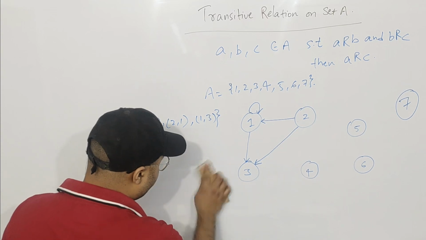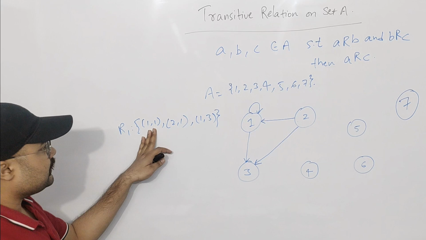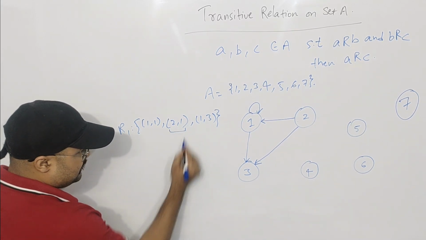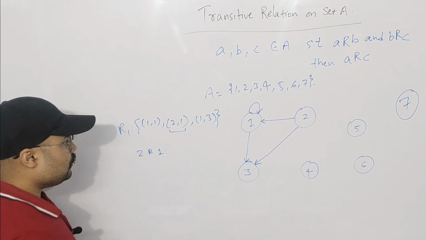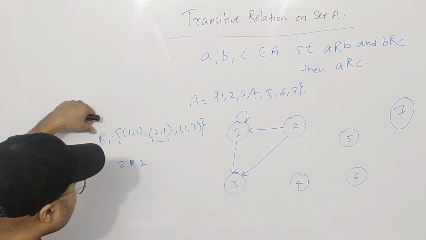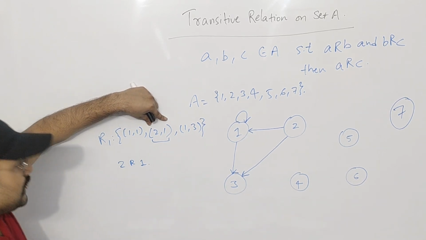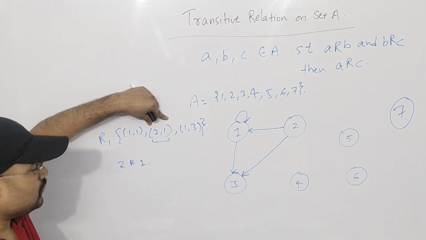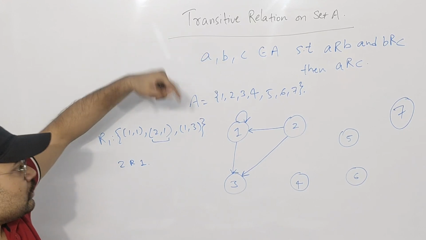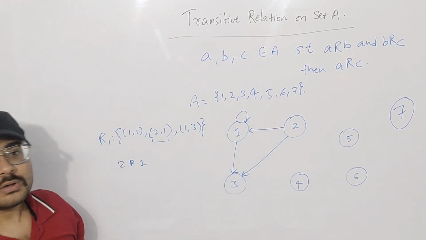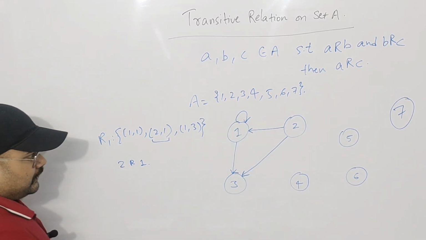What we have to see is this 1 comma 1. It is about the same element; 1 is related to itself. But the moment we have two distinct elements, 2 and 1, where 2 is related to 1, then when you are checking whether R1 is transitive, you come across the ordered pair 2 comma 1. Now you have to see which other elements 1 is related to, and 2 has to be related to all those elements. That's what you have to do.